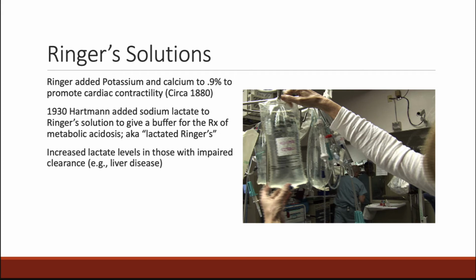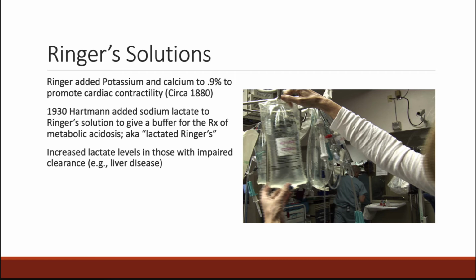So with all of those bad things about saline, it stands to reason that since Ringer's solution is better balanced, it's a balanced salt solution, maybe it's better in terms of outcomes. Well, this first came on the scene around the 1880s when Dr. Ringer added potassium and calcium to improve the heart's contractility. Not a lot of data to go along with that, I suspect, but in any case, that's what he did.